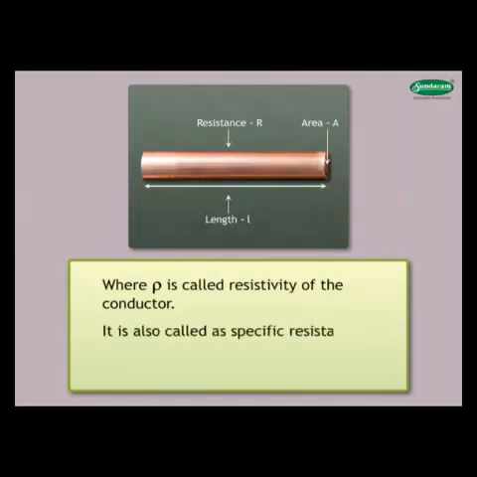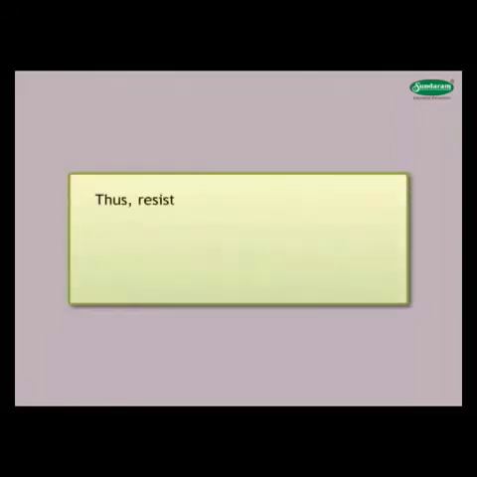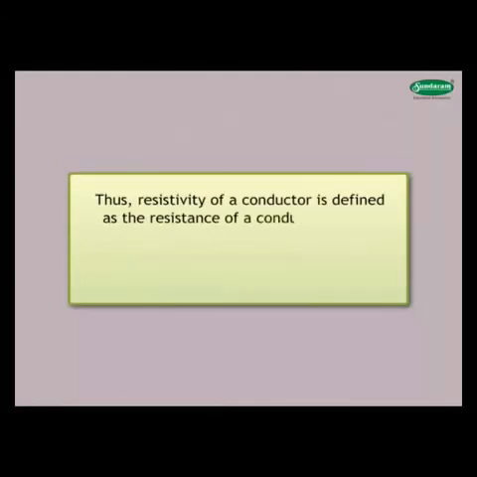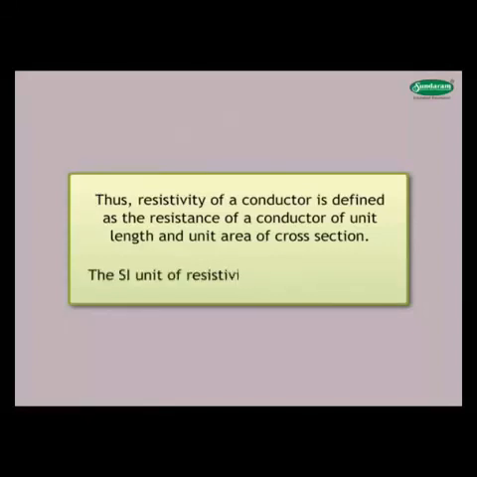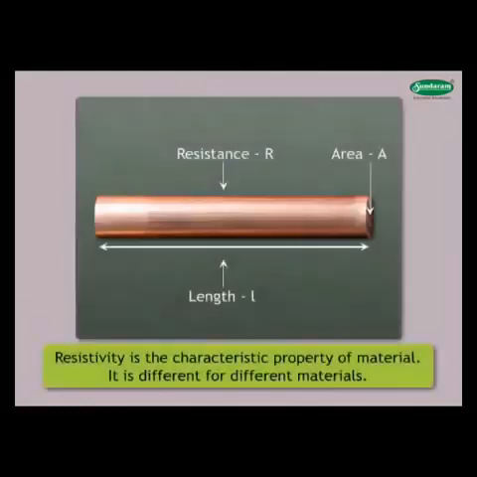It is also called as specific resistance. If we put L is equal to 1 meter and A is equal to 1 meter square, then R is equal to RHO. Thus, resistivity of a conductor is defined as the resistance of a conductor of unit length and unit area of cross-section. The SI unit of resistivity is ohm meter.